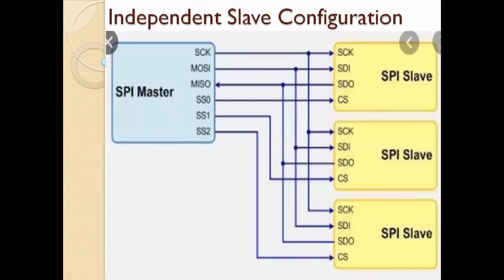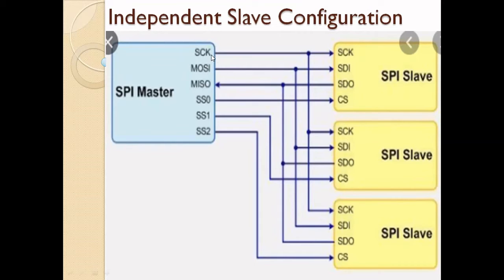Next, there are 2 types of configuration available. First is called the independent slave configuration. In this example, I am taking 4 devices. One will act as a master, and the others are called slaves. In the slave, if you see, there are 4 pins available: master in slave out, master out slave in, clock, and slave select. So there are slave 1, slave 2 and slave 3. There are 3 slave devices, and here only one master is available.